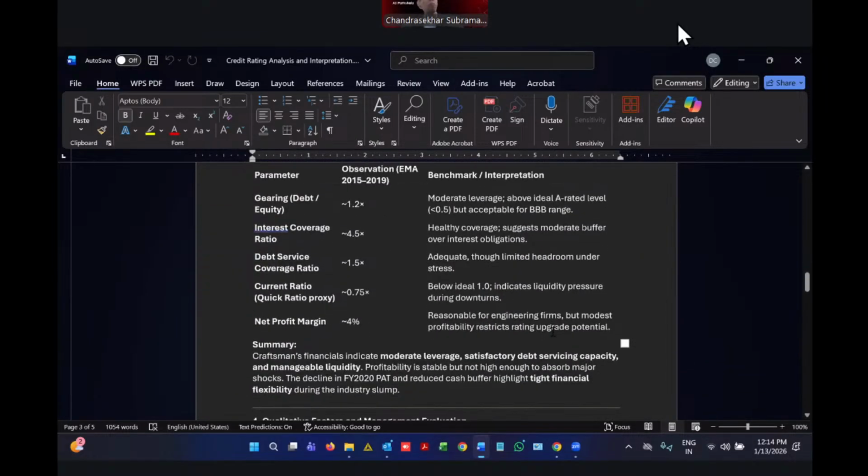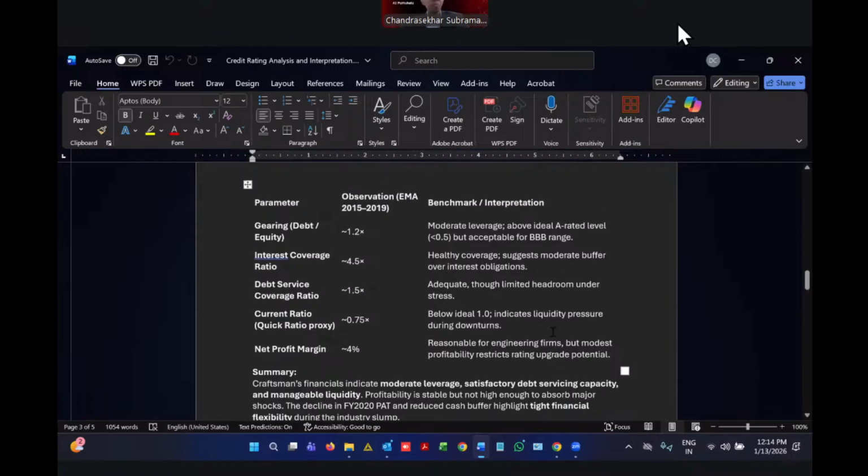This is where we have combined those ratios. Let me tell you, with the 2015 to 19 data we are predicting for 20, and I will compare it with the actual rating of 20. That is the work.